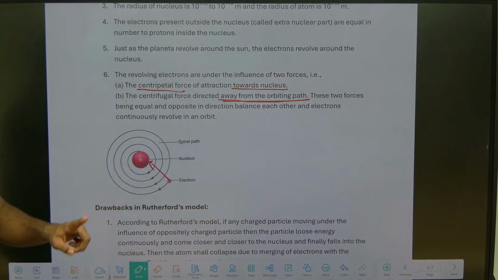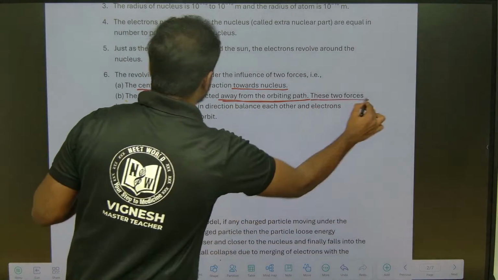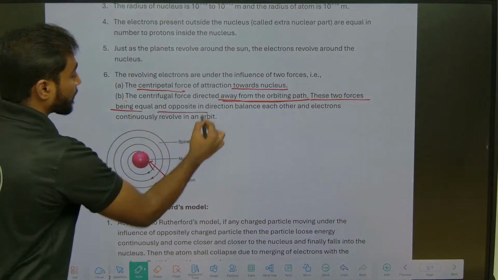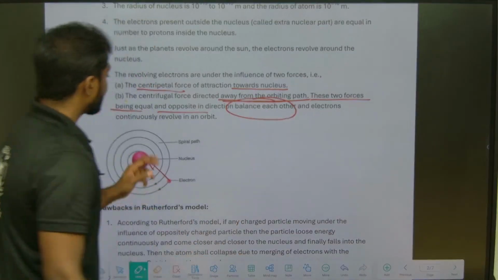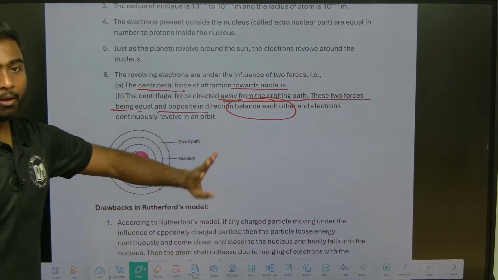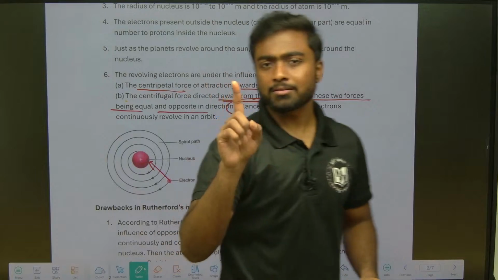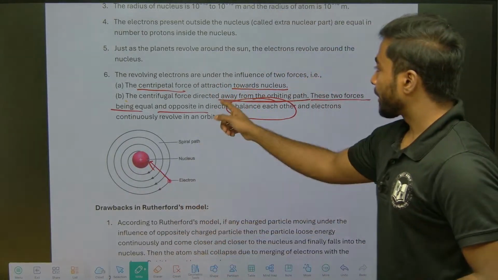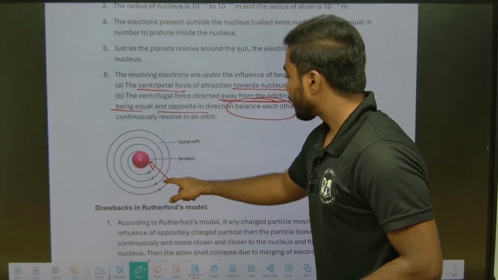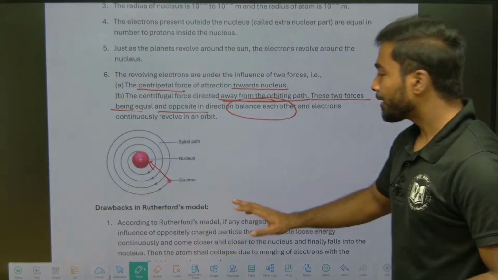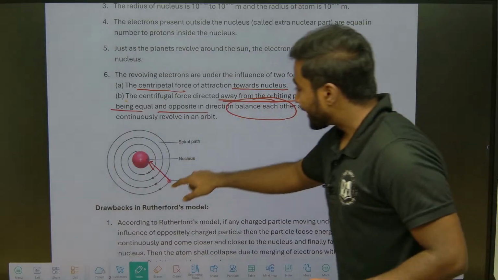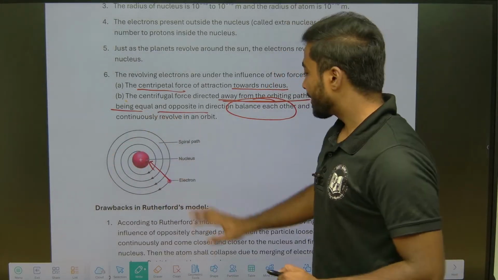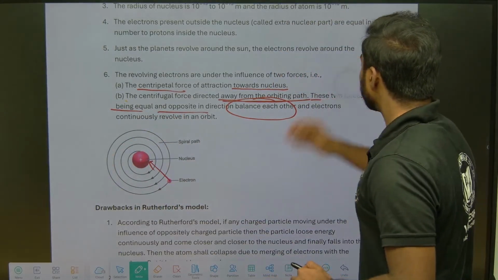Directed away from the orbital path, and these two forces are equal and opposite in direction and balance each other, and the electron continuously revolves in the orbit. Two forces, one is centripetal, one is centrifugal. Centripetal will be towards the center and the centrifugal will be away from the center, right? Both are equal and opposite in direction. So because of this, the electron keeps on revolving. Okay, these are the 6 points, you need to note them down.